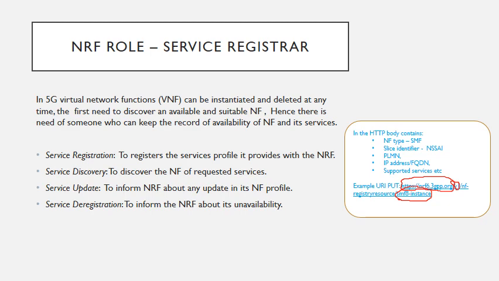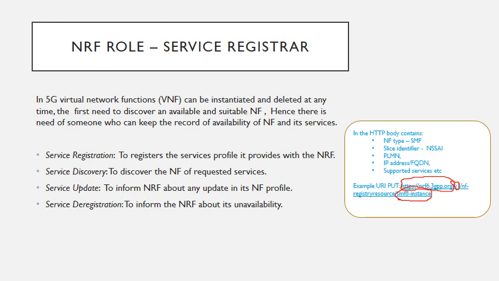The third procedure is service update. This is done basically by the service producers who are already registered in the NRF to update the NRF about the changes in their profile. Let's say IP is getting changed, FQDN is changing, or supported services. Those parameters that the service producer shared in the service registration request earlier, if any of them is getting changed, then it will update the NRF using this procedure, the service update procedure.